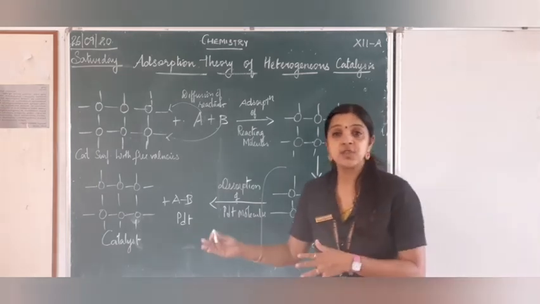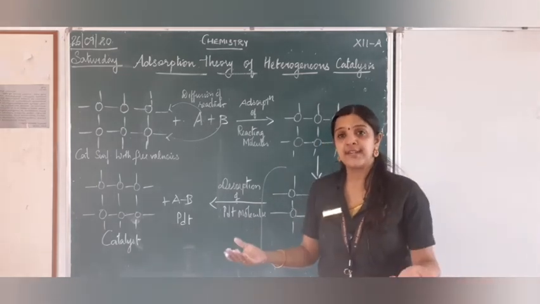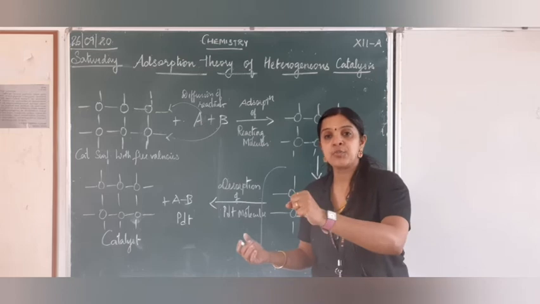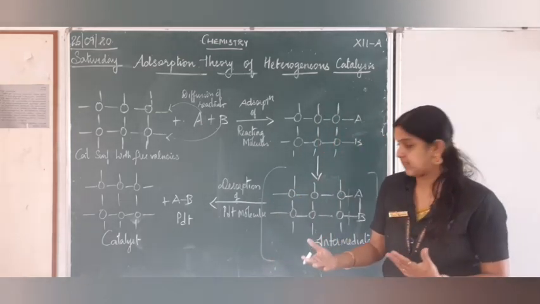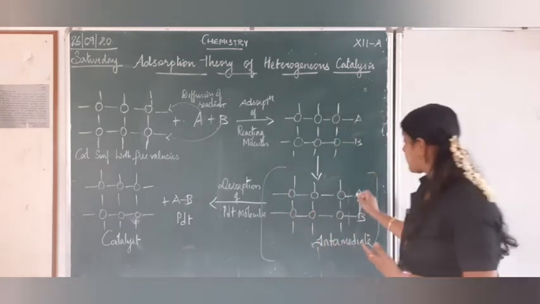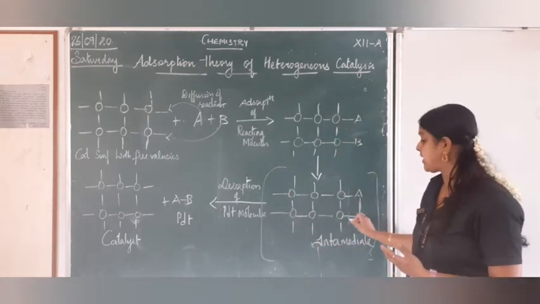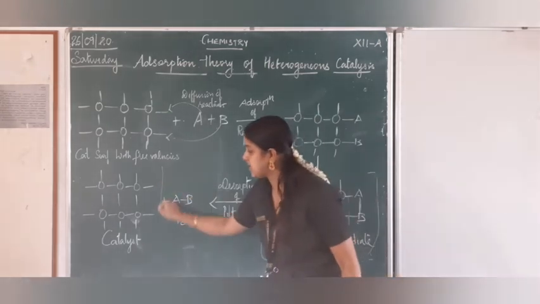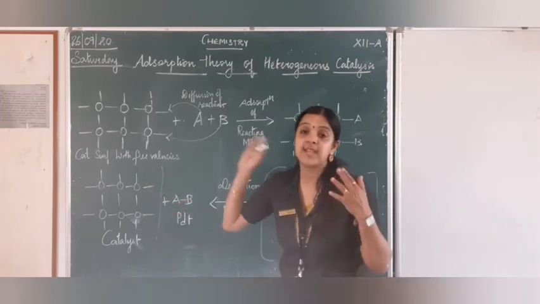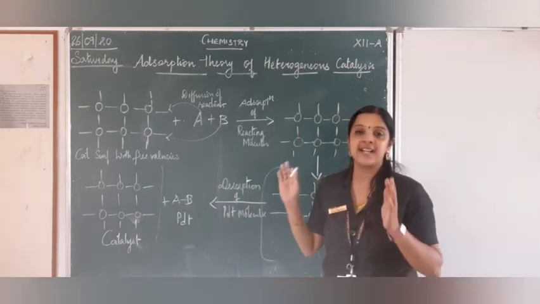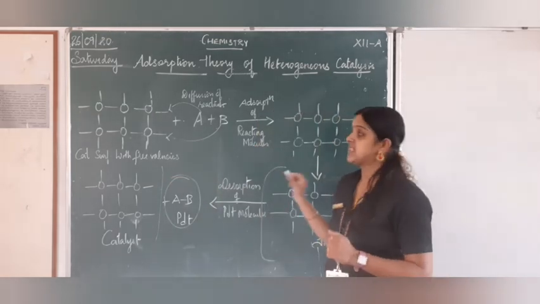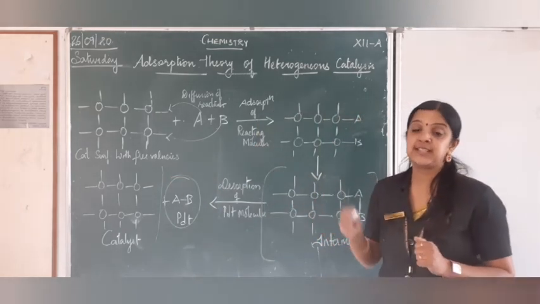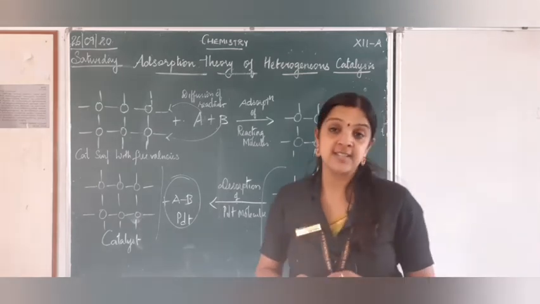What is desorption? Opposite of adsorption. Adsorption is getting accumulated, desorption is getting released, moving away from the catalyst. So, they break the bond between A and catalyst, B and catalyst, and that is how the catalyst is obtained in the same way, chemically and quantitatively unchanged, and I get my desired product. This is called the adsorption theory of heterogeneous catalysis.